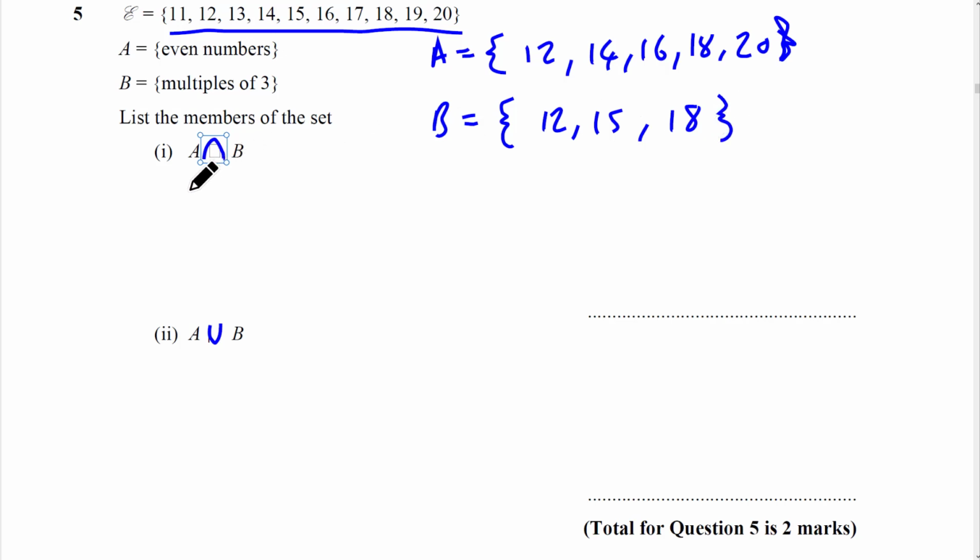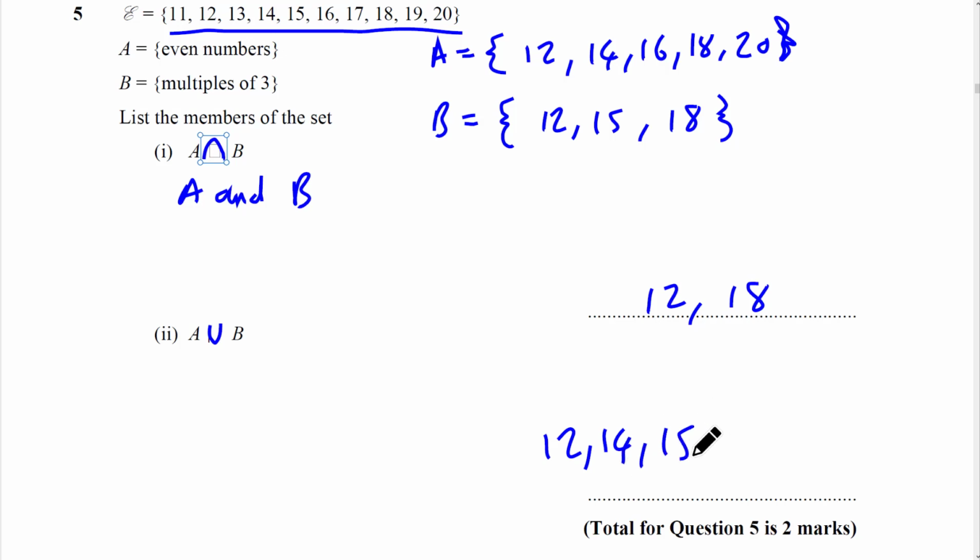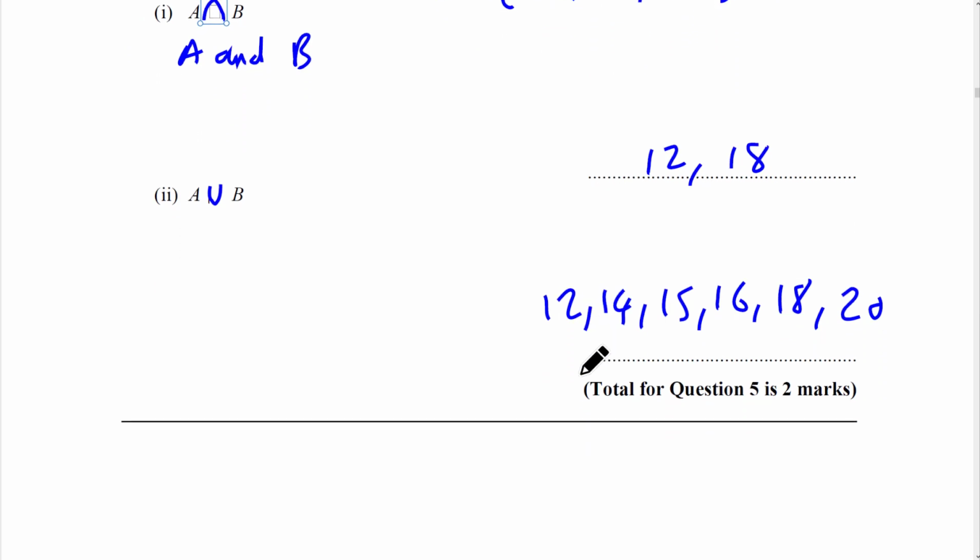Right, that means what's in A and B of those sets of numbers, so that's just 12 and 18. And A or B, so that's 12, 14, 15, 16, 18 and 20. Now you should have 1 extra. 1, 2, 3, 4, 5, 6. And there's 5 there, that's correct.